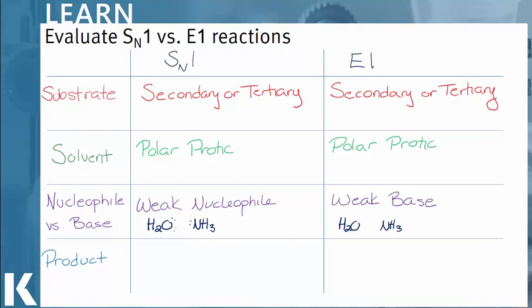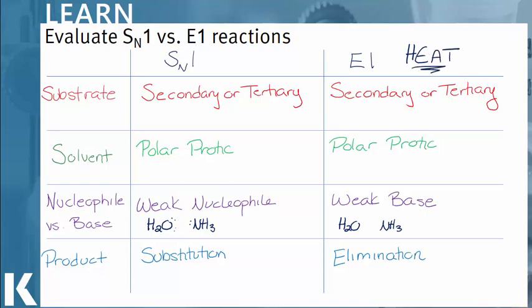The main difference is what we get out of the reaction. In SN1 reactions, we'll get substitution, whereas in E1 reactions, we will get elimination. One of the main determining factors that you can look for to determine if you're going to undergo SN1 or E1 is the presence or absence of heat. Heat will always favor an E1 elimination pathway.